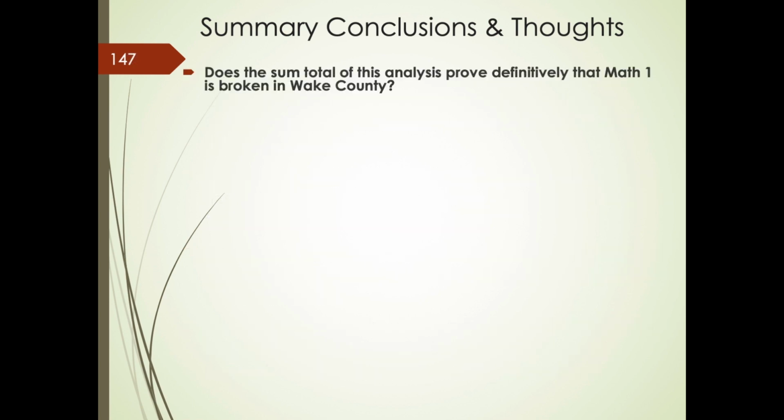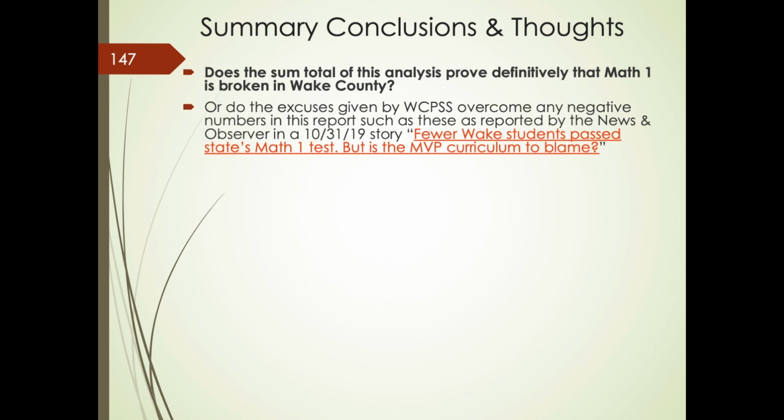So how do we wrap this up? Does the sum total of this analysis prove definitively that Math 1 is broken in Wake County? Or do the excuses given by Wake County overcome any negative numbers in this 147-page report that I've done, such as those reported by the News and Observer in an October 31st story?